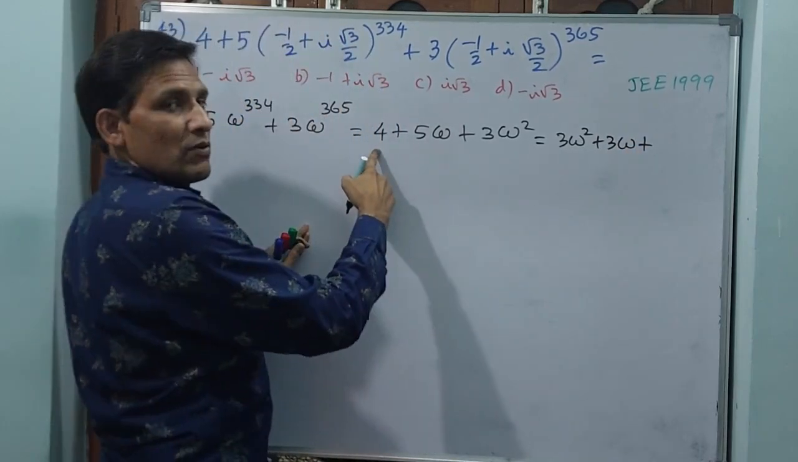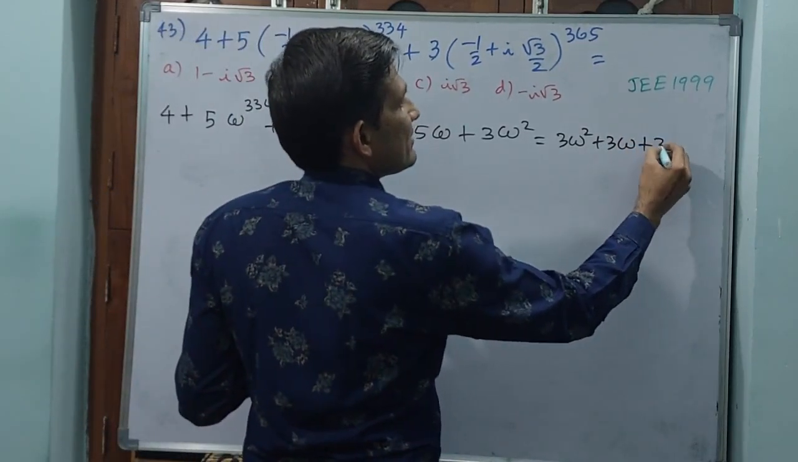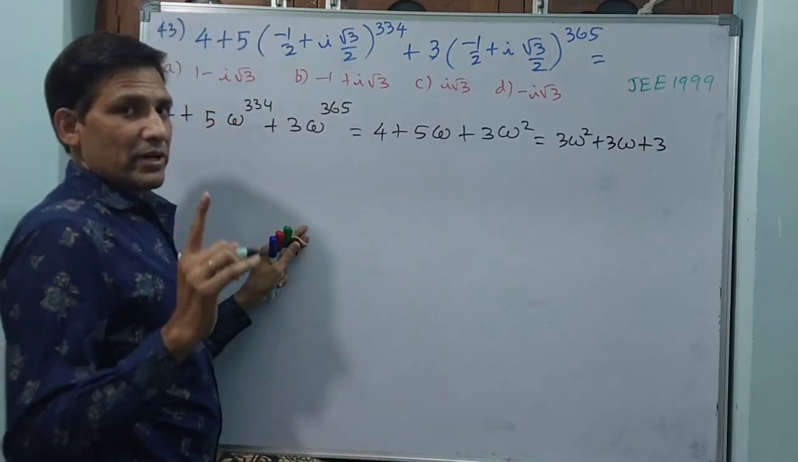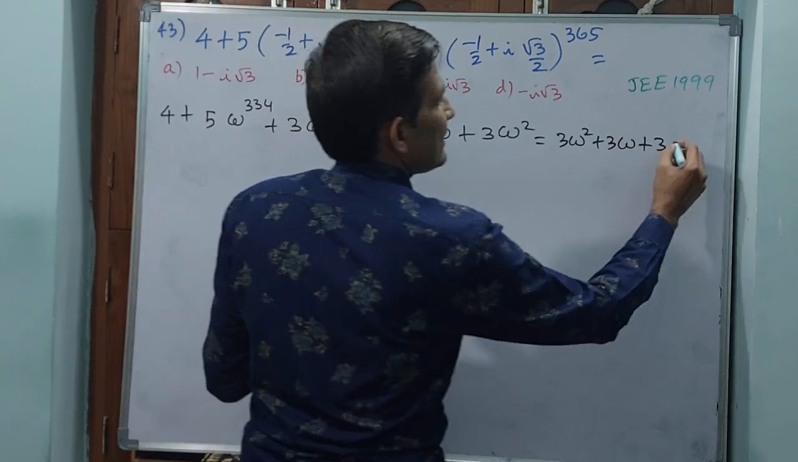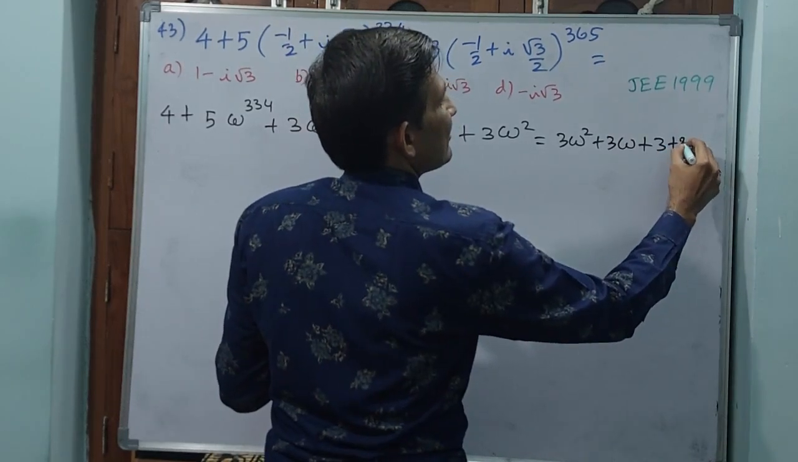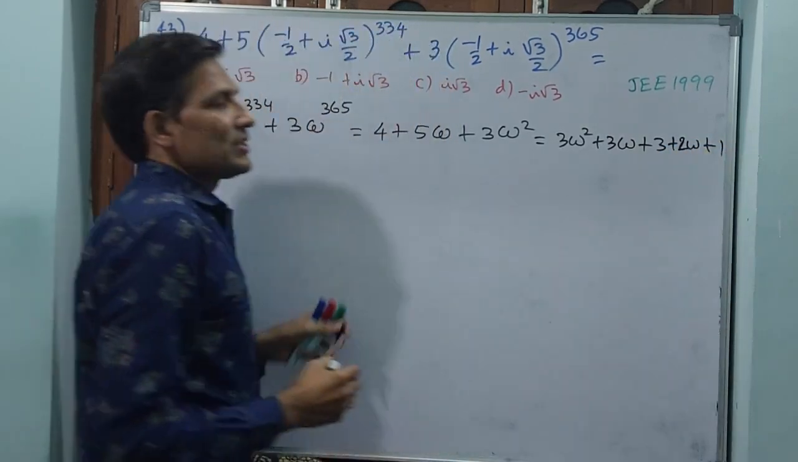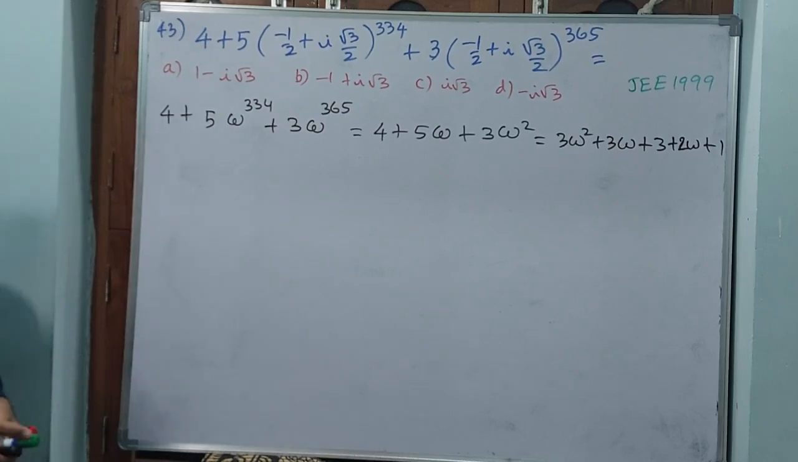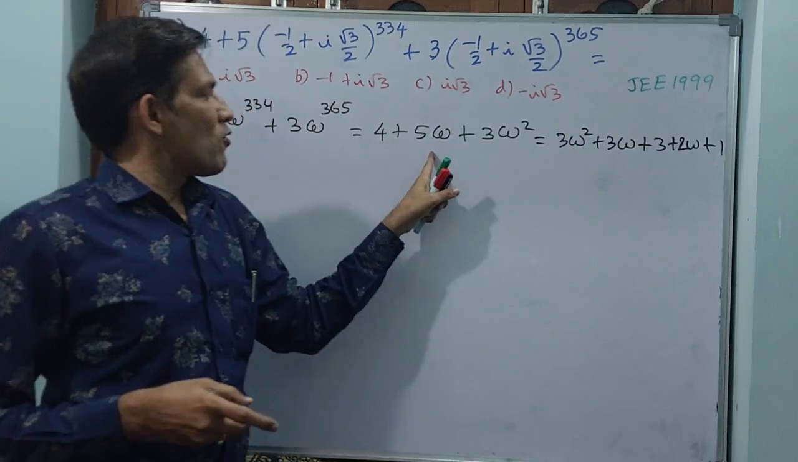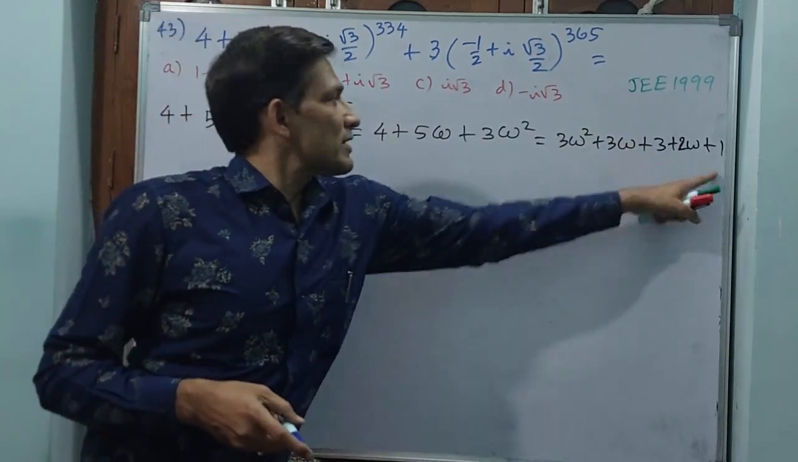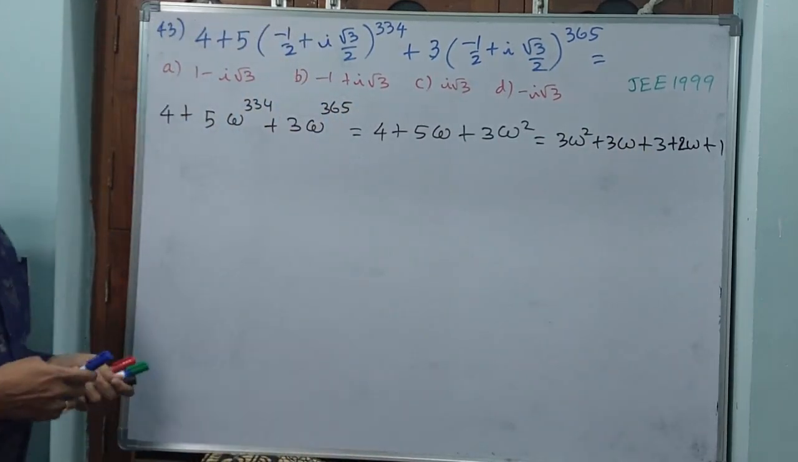Plus 1 into 3. Okay? And now you see what else is there? See, 3 omega gone, 2 omega plus 1. Is it correct? 3 omega square, 3 omega plus 2 omega, 5 omega, 3 plus 1, 4. Matched? Yes, matched. Then you proceed further.